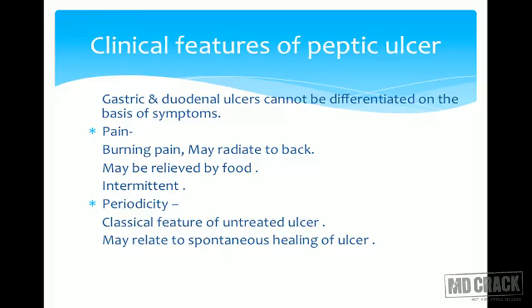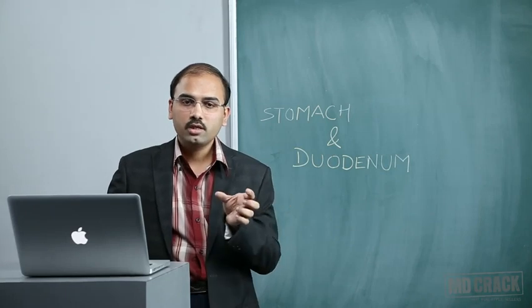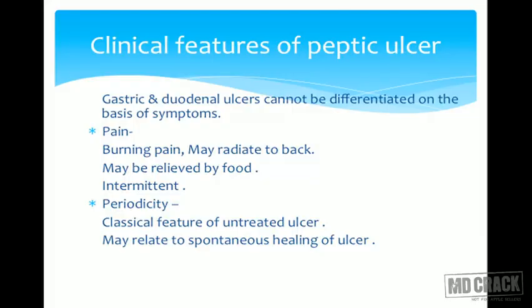So what are the clinical features of peptic ulcers? Gastric and duodenal ulcers cannot be differentiated on the basis of symptoms. Patients may get pain which may be burning or may radiate to the back, or it is relieved by food, or it may be intermittent, or they may present with classical periodicity. What do you mean by periodicity? When the ulcer gets healed, the patient may not get pain, and when the ulcer is in an acute state, the patient may get pain. It is the classical feature of an untreated ulcer. It may relate to spontaneous healing of the ulcer and spontaneous remission and relapse.